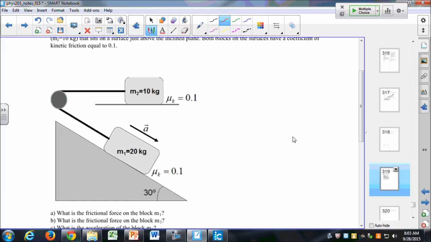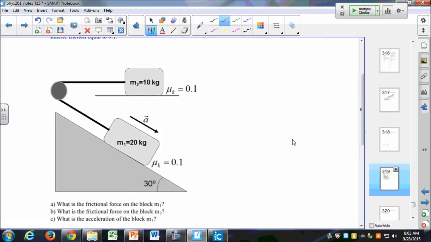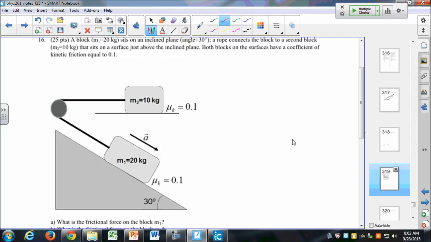I have 2 blocks actually, M2, M1. They sit, one's on an inclined plane, the other's on a flat surface. Both of them experience frictional forces. And then I ask you, what are the frictional forces and what is the acceleration of the block M1, which is also going to be the acceleration of the block M2.